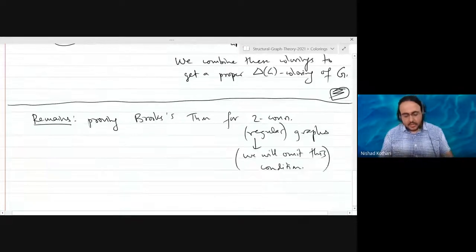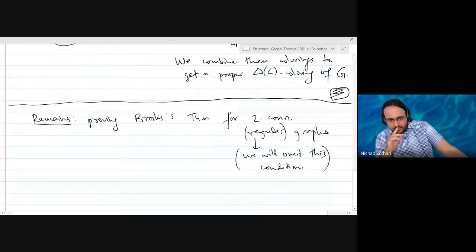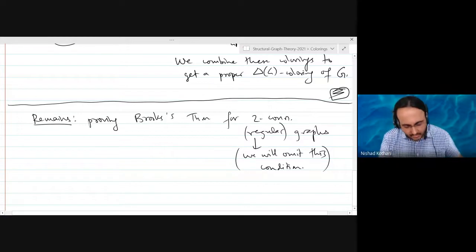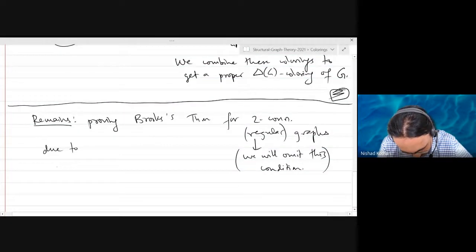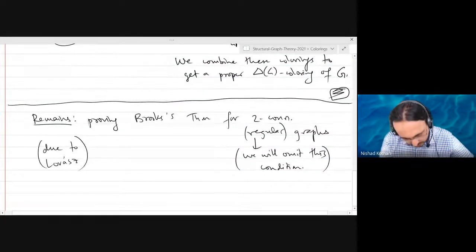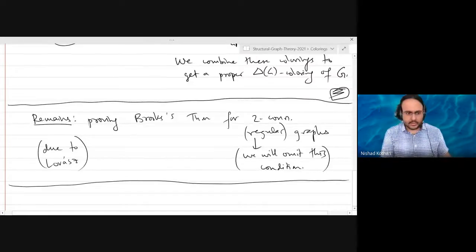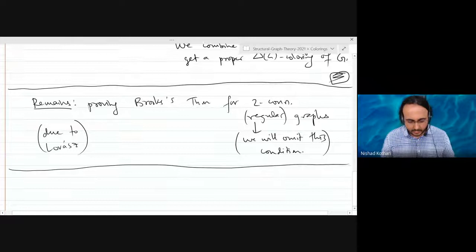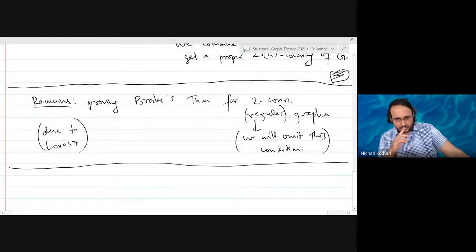Okay, good. So we will devise a strategy for proving Brooks theorem for all two connected graphs, including the regular ones, although we have already proved it for non-regular graphs, but we will omit this condition that the graph is regular. The proof we will do is due to Lovász. I think it is one of the earliest results Lovász proved in his career, one of the most prominent contemporary graph theorists.